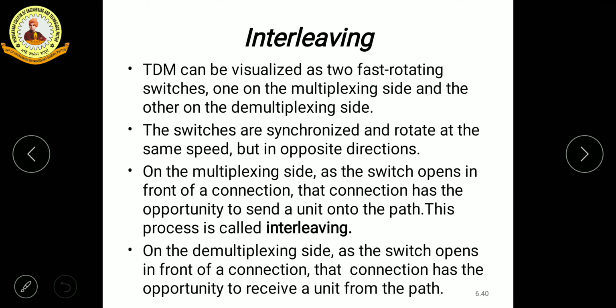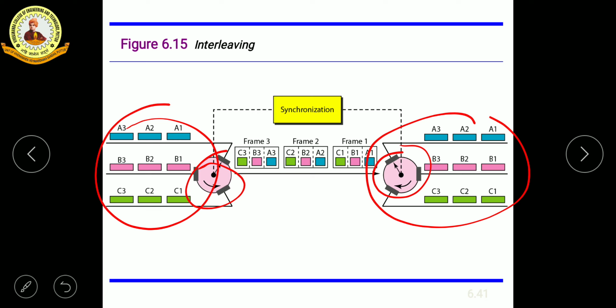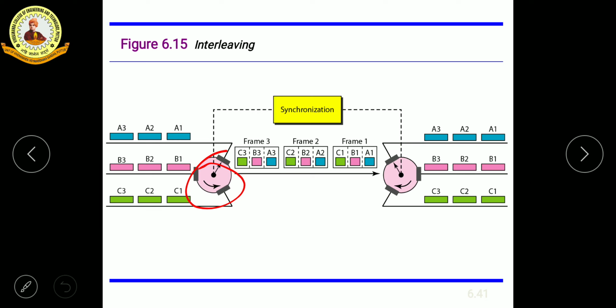I'll show in the figure. So this is the figure for interleaving. Here what you observe is 2 fast rotating switches. Where are they? These are the 2 fast rotating switches. Okay, visualize them. One will be at the multiplexing side and another will be on the demultiplexing side. Please keep these things in mind. Then we will move further.